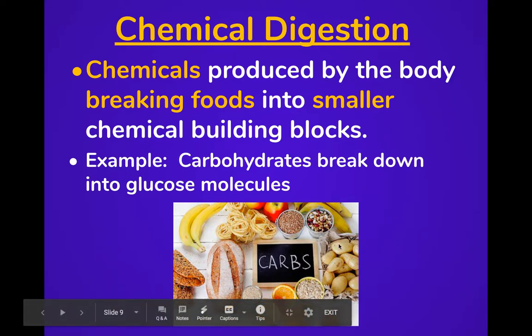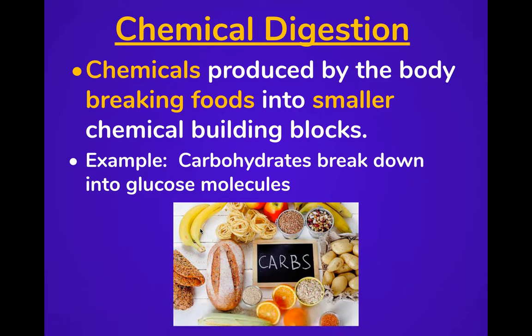You find carbs in a lot of your pasta, in your breads and grains, potatoes, rice, and some of your fruits, even though they are good for you. They have natural sugars. Those sugars, that is carbs. So these carbohydrates can break down into glucose molecules. Glucose is a type of sugar. So that's part of chemical digestion.